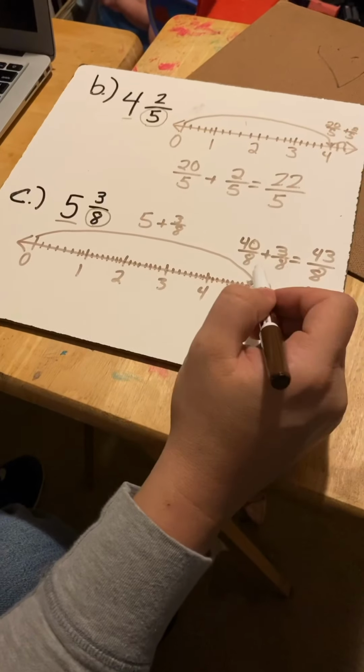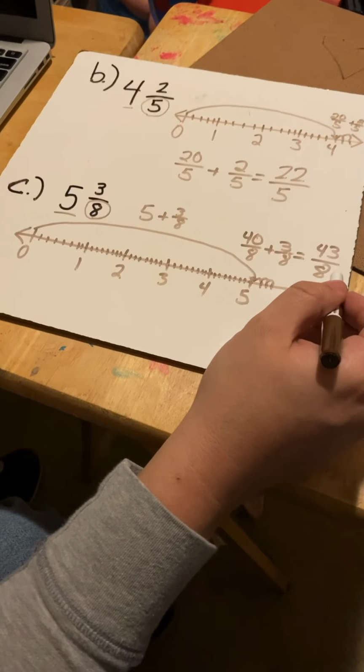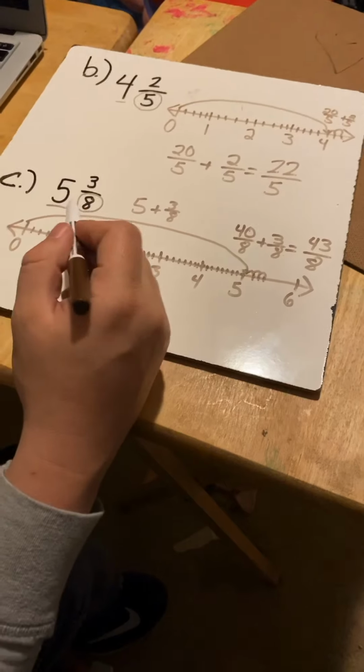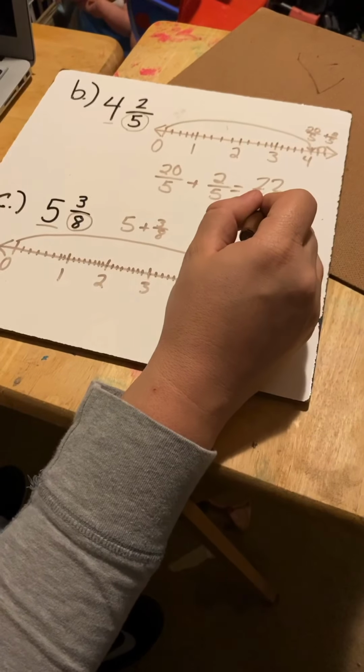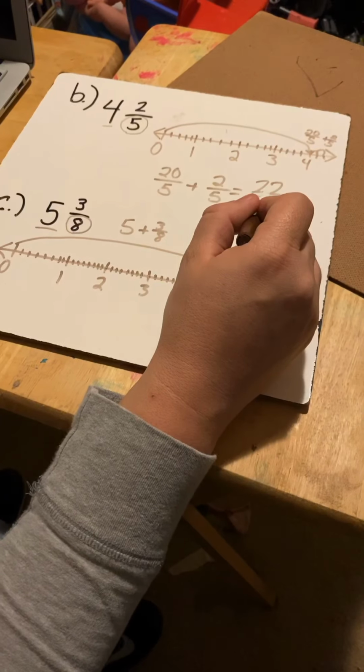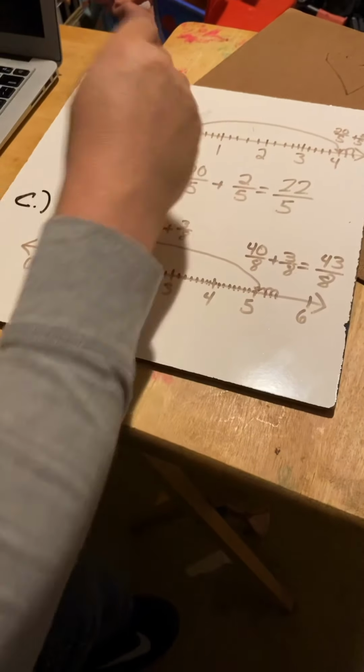These two are equivalent fractions. This is the improper fraction. This is the mixed number. And just like we did up here with 4 2/5, 22/5 is the exact same thing. It's only an improper fraction form of 4 2/5.